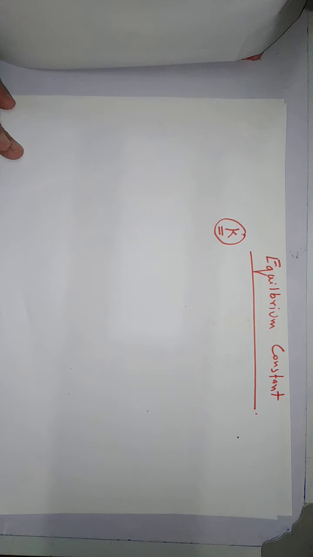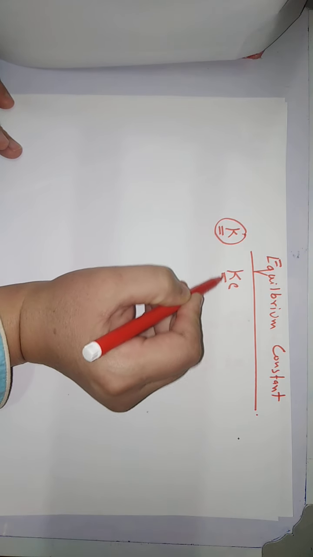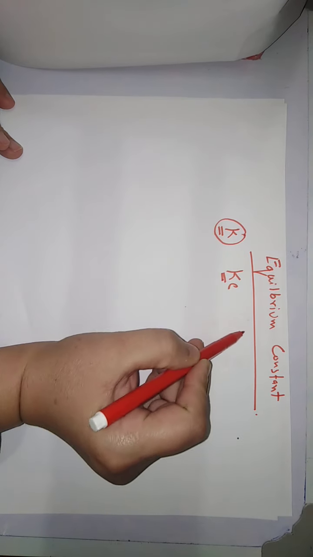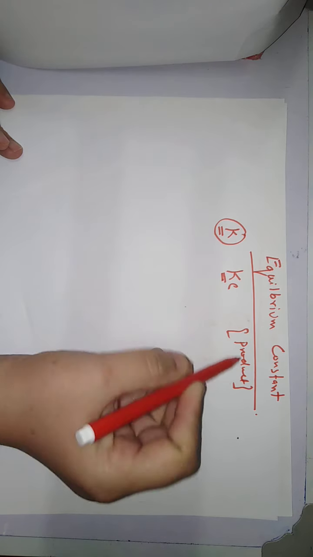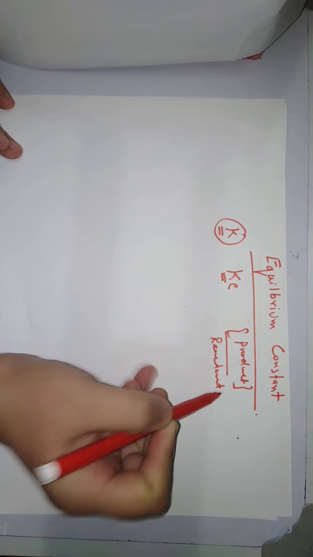For that purpose, we express the chemical equation in terms of equilibrium expression. Equilibrium expression is the concentration of product over the concentration of reactant when a chemical reaction reaches equilibrium.